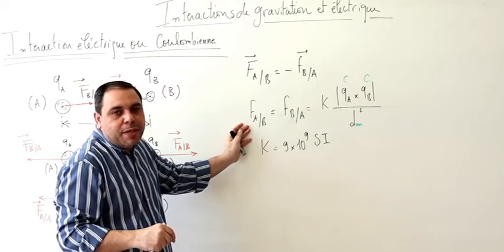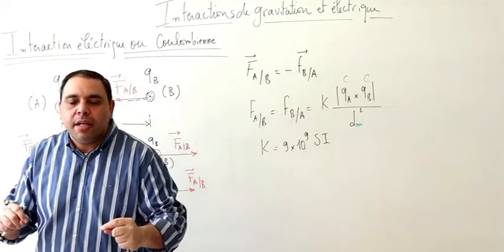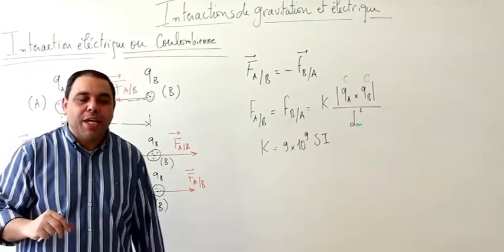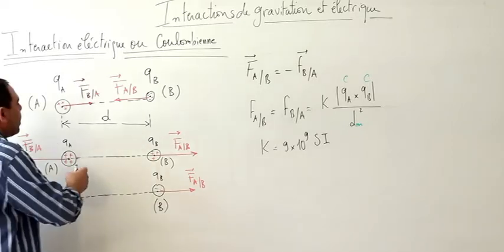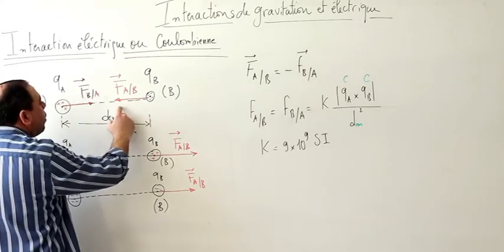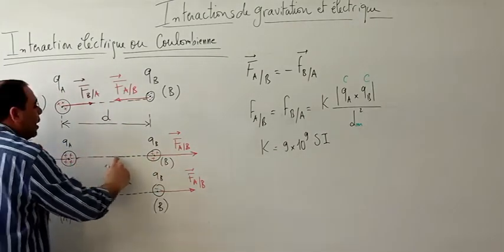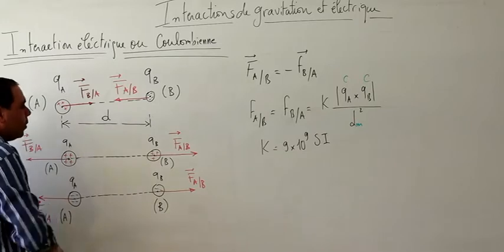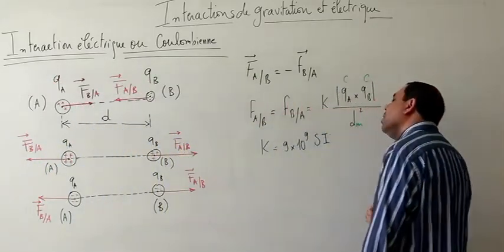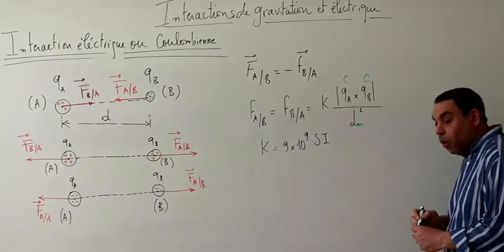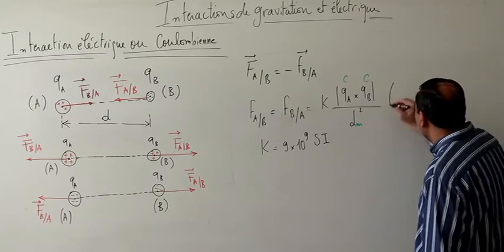Coulomb came up with this expression that gives the magnitude of the force of interaction that exists between two punctual charges. FA on B and FB on A are drawn on the line joining the centers of the charges. This is the formula that gives the magnitude of Coulomb's electrical interaction, which is called Coulomb's law.